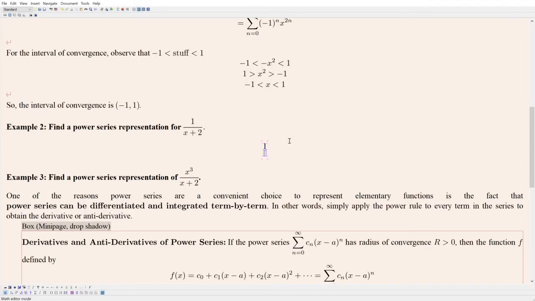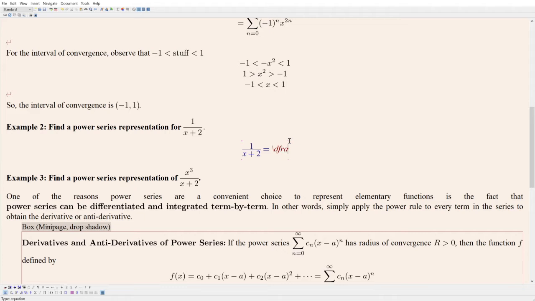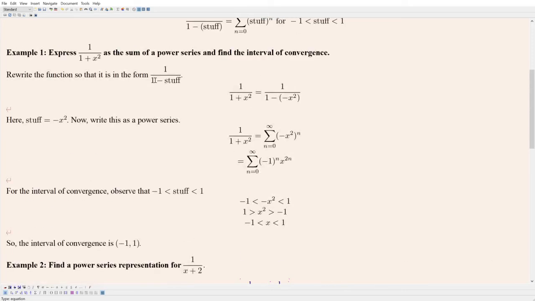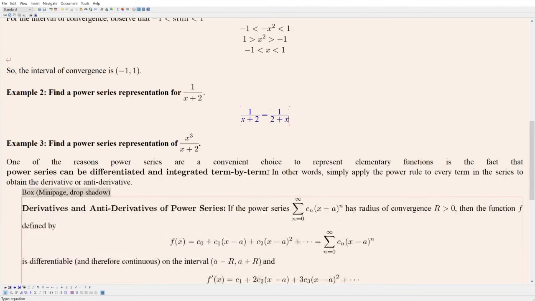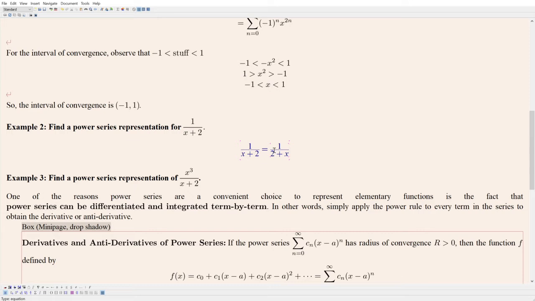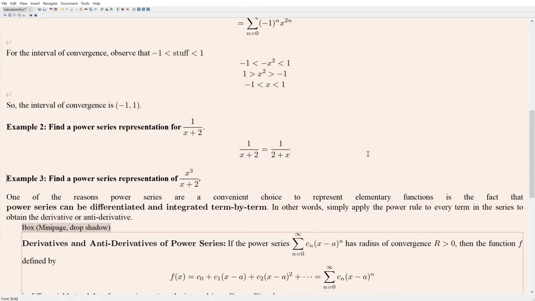So let's see what we can do. First off, we can rewrite that to be 2 plus x, just because all of the x's are going to have to end up being in the stuff. Now, we have a 2 here. We want there to be a 1 here. So what should we do? Well, let's factor out the 2.